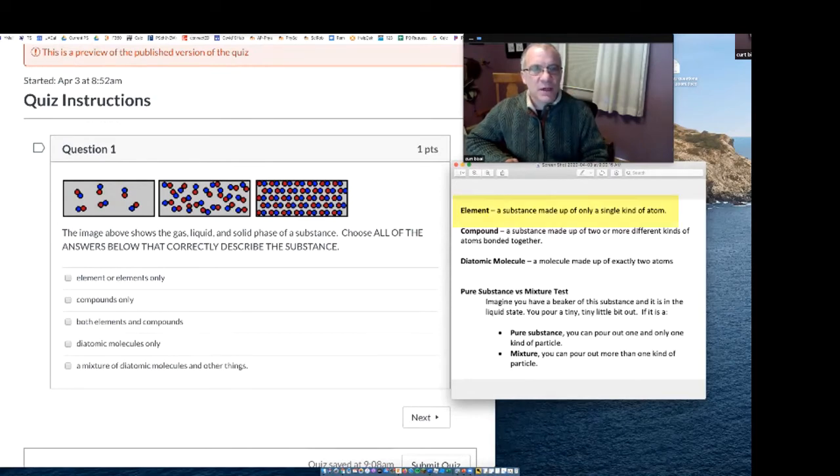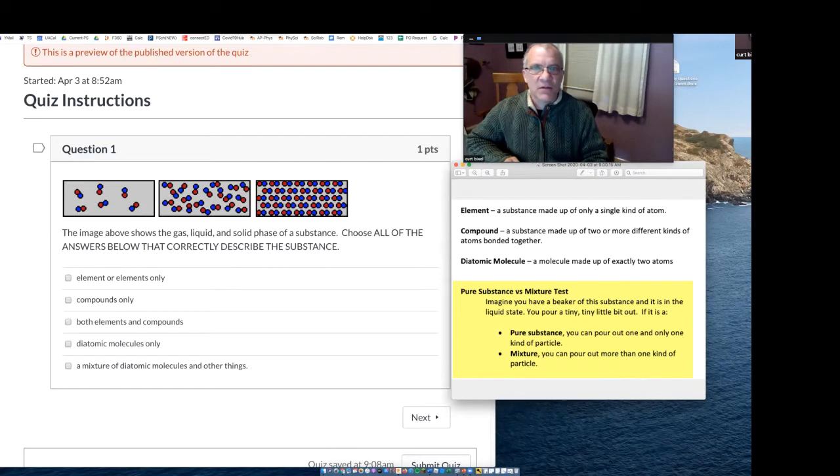First, an element is a substance that's made up of only one kind of atom. A compound is a substance that's made up of two or more different kinds of atoms bonded together. A diatomic molecule is a molecule made up of exactly two atoms. And for pure substance and mixture, instead of a definition, it's actually kind of easier just to do a little test. If it's a pure substance, you can pour out one and only one kind of particle if you had a beaker of it. If you had a beaker of a mixture, you could pour out more than one kind of particle. So let's apply these definitions to an actual set of quiz questions.